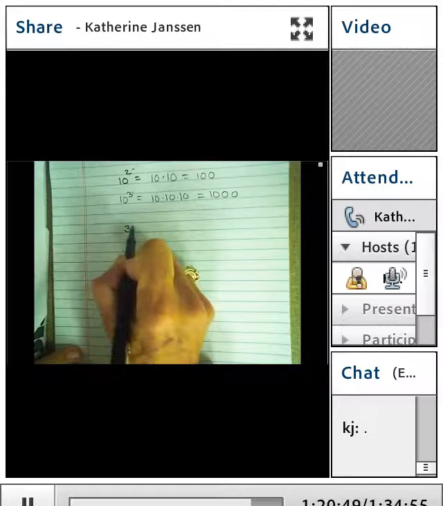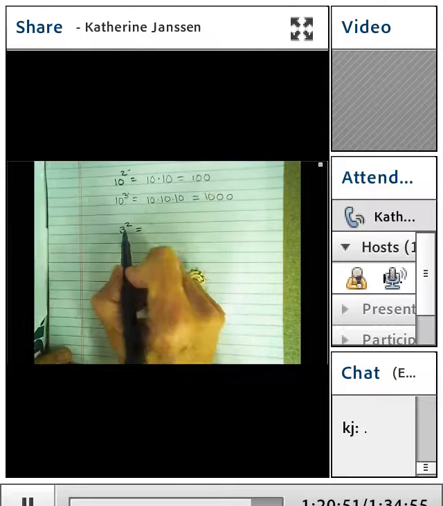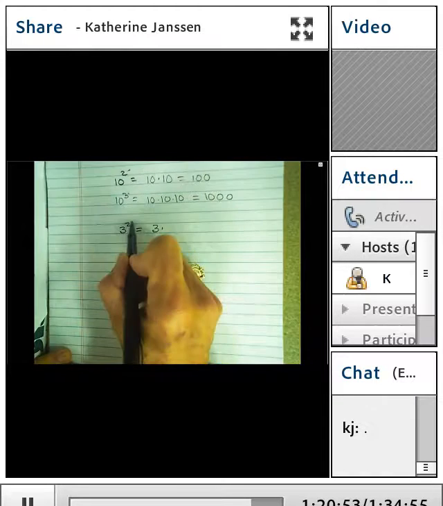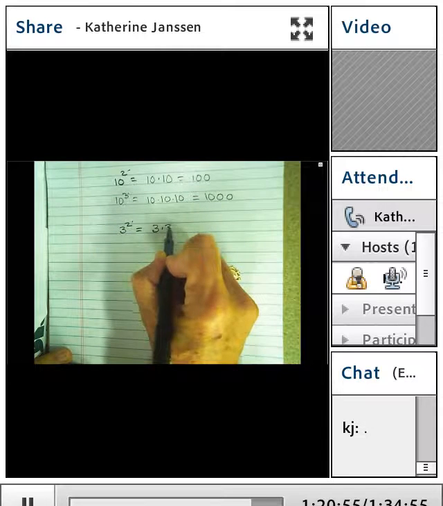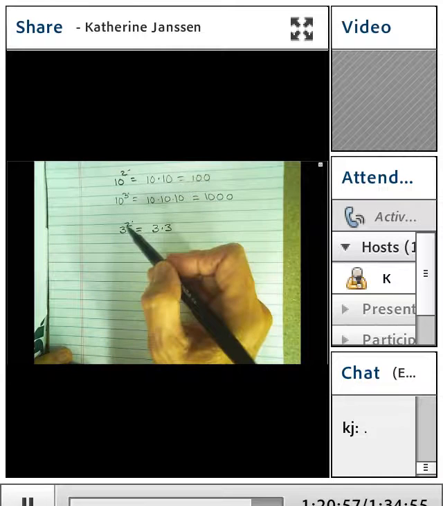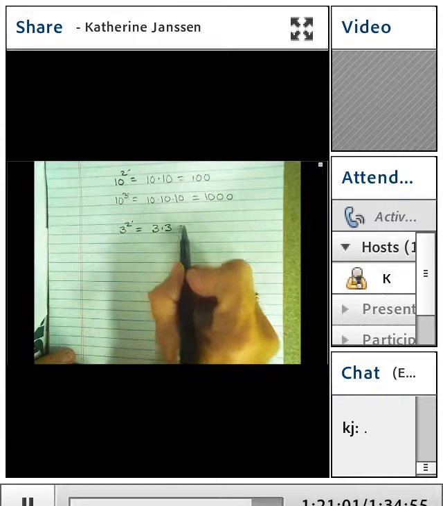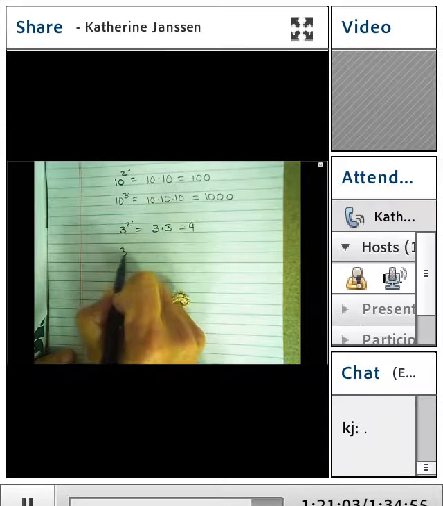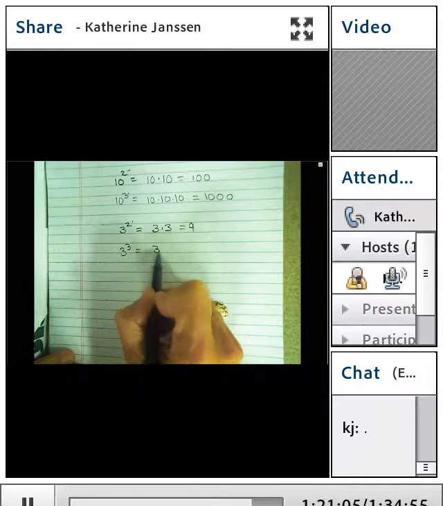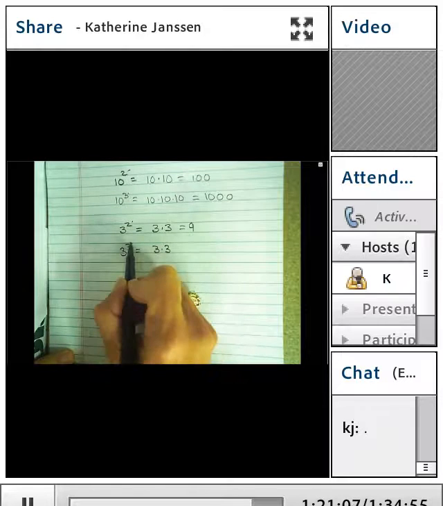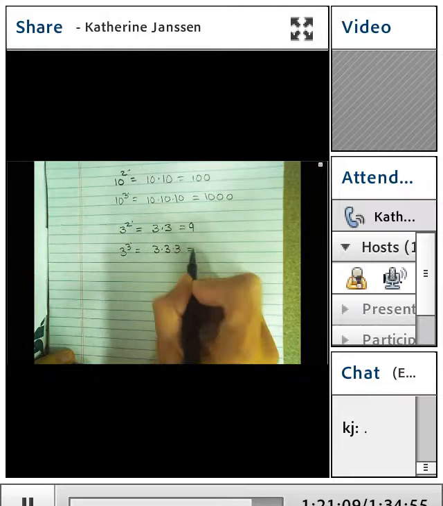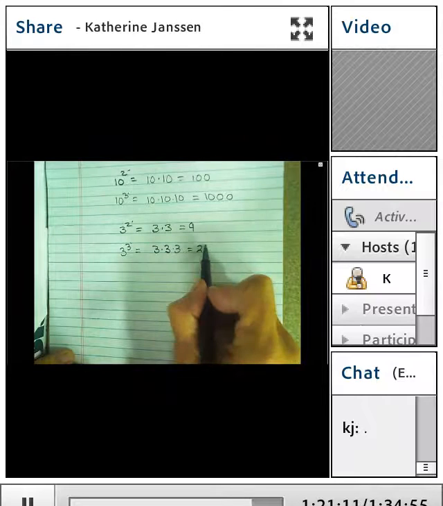3 squared would be the base 3 times itself. How many times? I'm raising my voice because that's a superscript. It goes up. Superscript. 3 times 3 is 9. 3 cubed would be the base times itself. How many times? 3 times. 3 times 3 is 9 times 3 is 27.